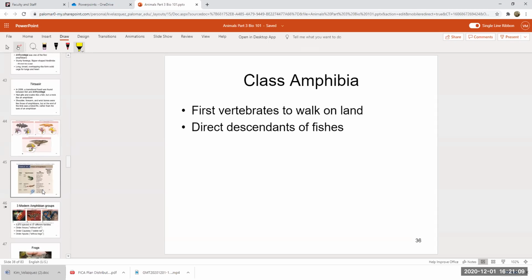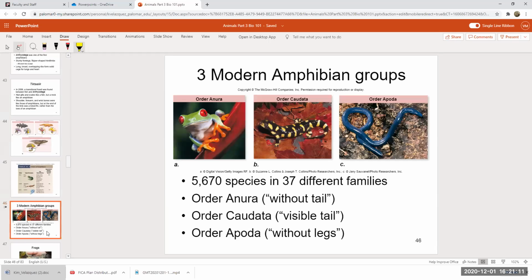I thought I had a picture of those guys here. Here we go. So here are the legless. Apoda means no feet. This guy is beautiful. They're all beautiful. Look at this salamander. And here, of course, is a frog.